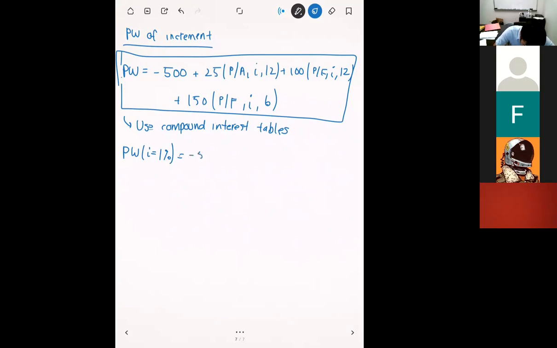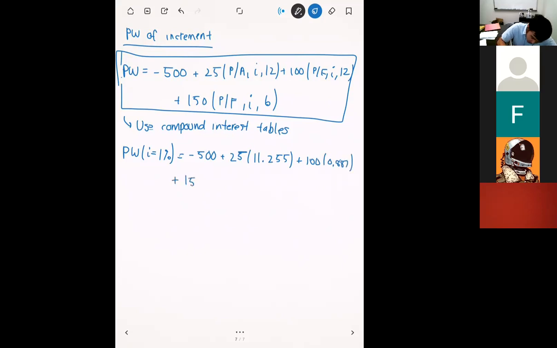And so if we plug in our formula, we have minus 500 plus 25, and then we have the P over A factor for i is equal to 1% and n is equal to 12. And so that's going to be 11.255, plus 100. 100 is going to be multiplied by the P over F factor for i is equal to 1% and 12, and so this is going to be 0.887.